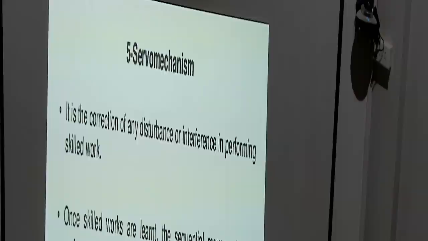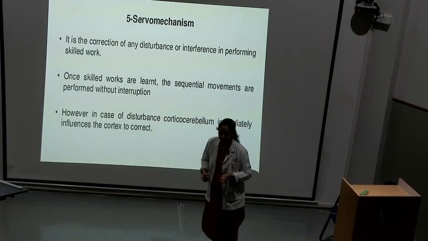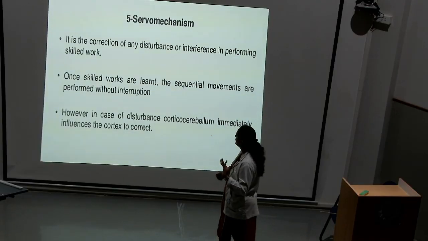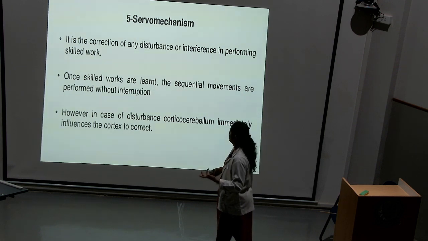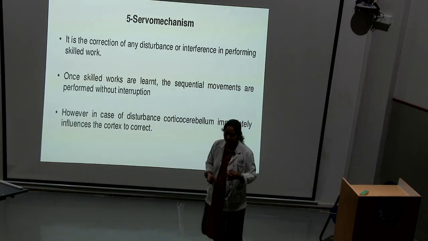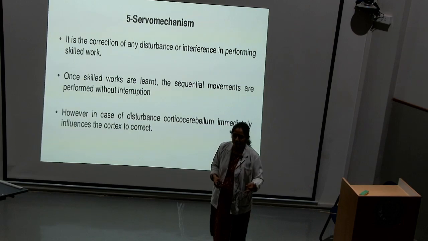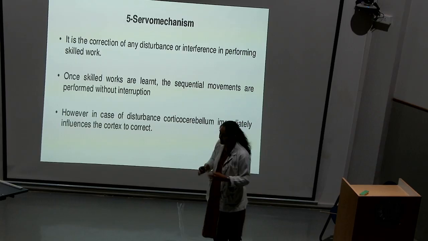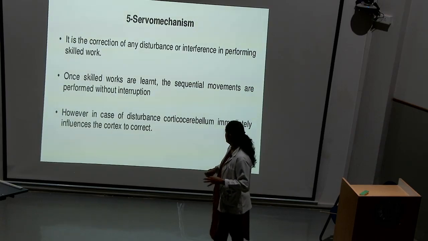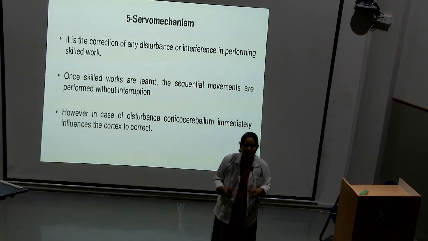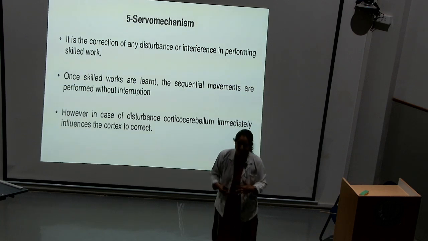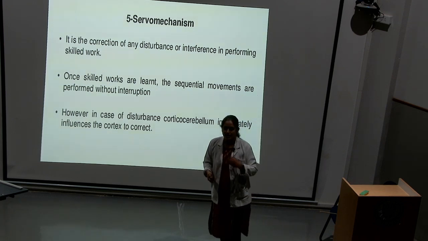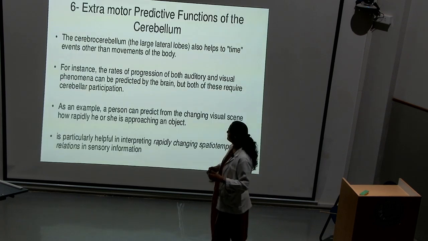Servo mechanism is a correction of disturbance or interference whenever you are performing any skilled work. Once these skilled works are learnt, as I was talking about earlier, they are performed without any interruption. If there is any disturbance, the corticocerebellum will immediately come into function and correct the disturbance from its memory and help you to do those skilled works.